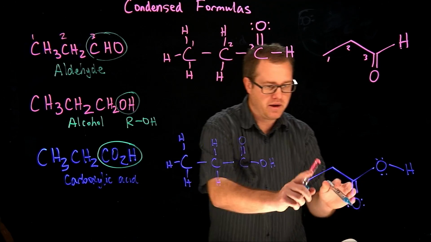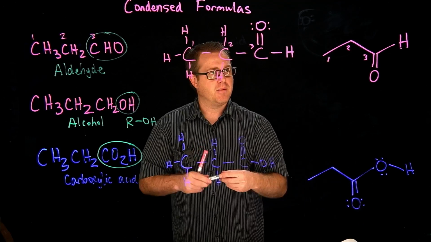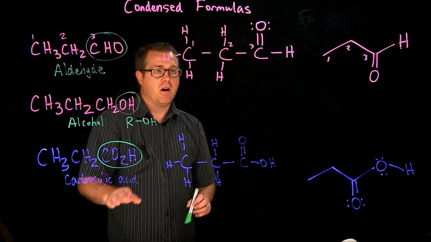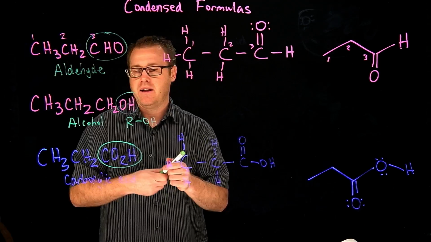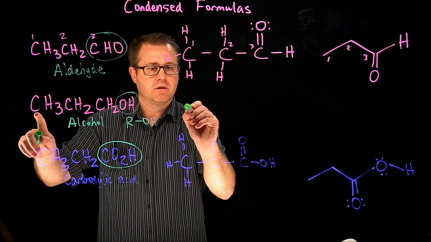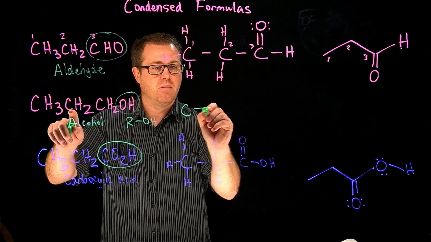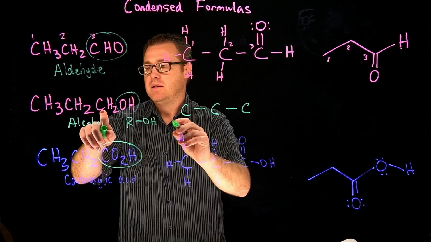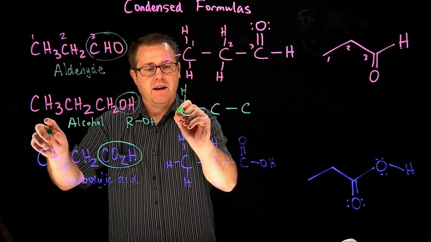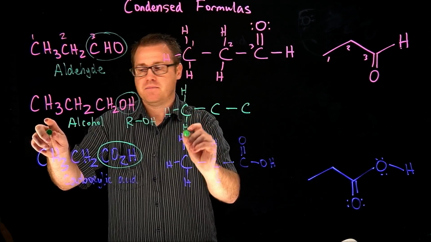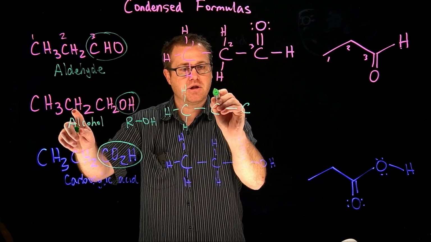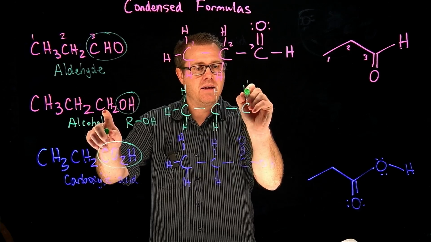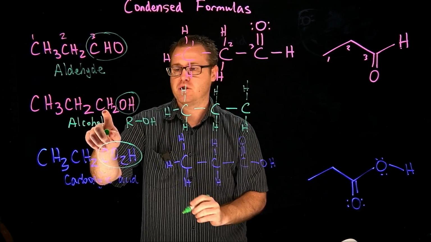So 1, 2, 3, 1, 2, 3. There's our carboxylic acid. Now let's take a look at our alcohol. I'm going to do this in a green marker here. So carbon bonded to another carbon, bonded to another carbon. Carbon 1 has 3 hydrogens attached. Carbon 2 has 2 hydrogens. Carbon 3 has 2 hydrogens.